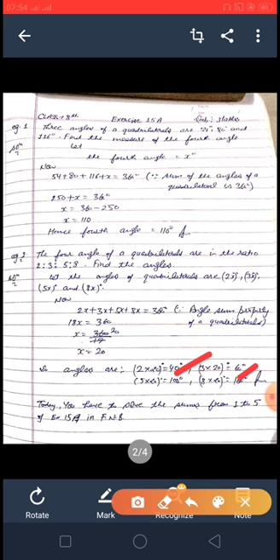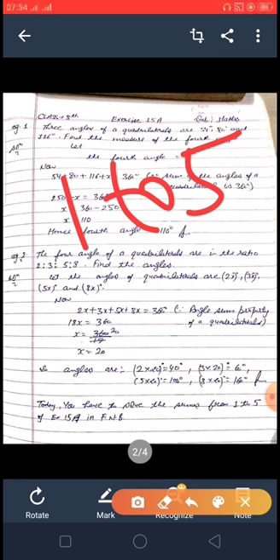Clear? Now you have to solve sums 1 to 5 of exercise 15a in your fair notebook.